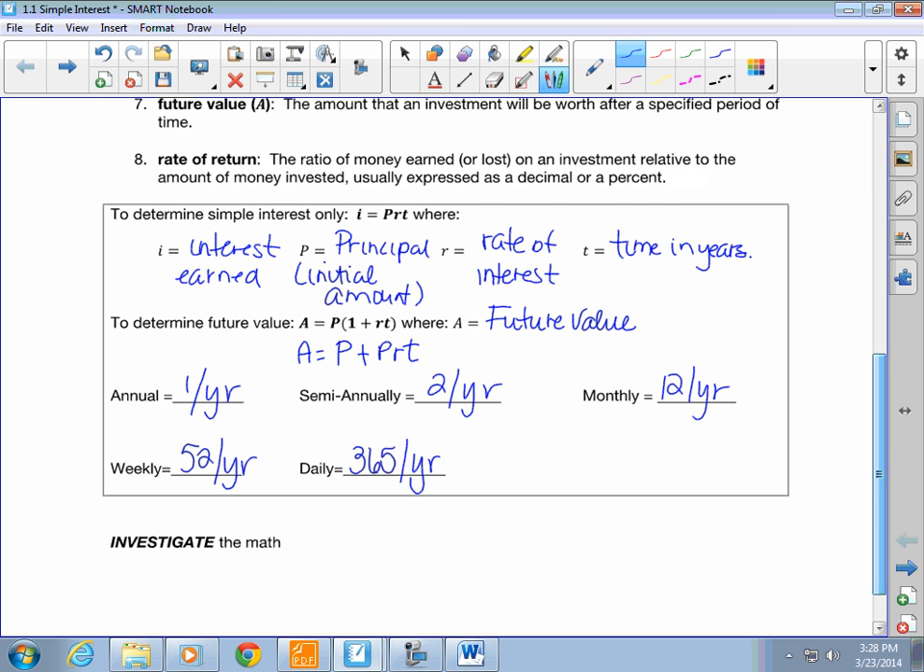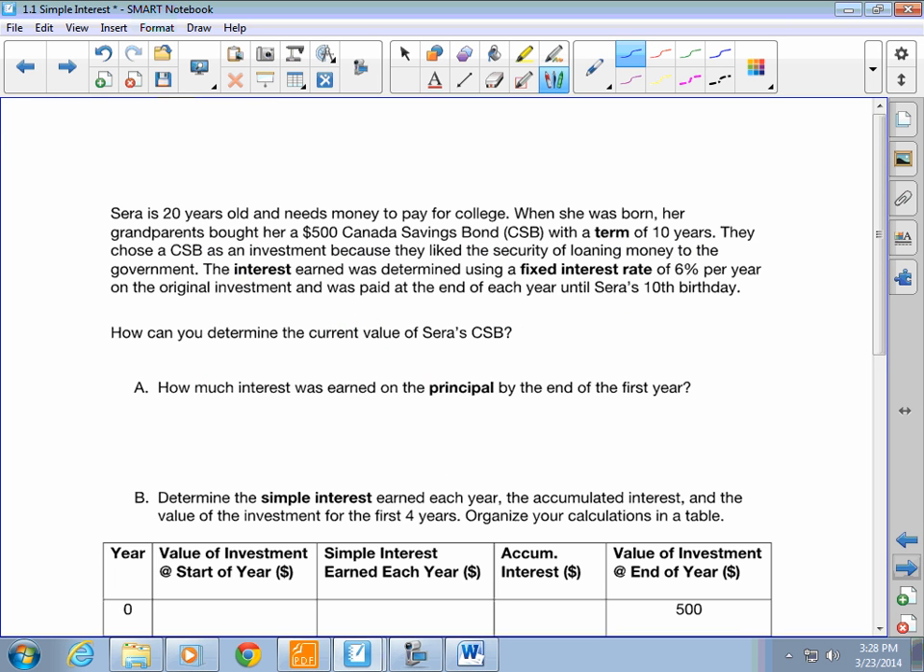So let's do some investigating. Sarah is 20 years old and needs money to pay for college. When she was born, her grandparents bought her a $500 Canada Savings Bond, CSB, with a term of 10 years. They chose a CSB as an investment because they liked the security of loaning money to the government. The interest earned was determined using a fixed interest rate of 6% per year on the original investment and was paid at the end of each year until Sarah's 10th birthday.